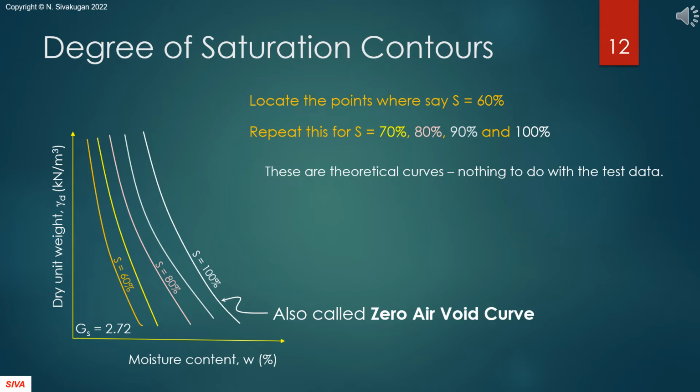In the dry unit weight versus moisture content space, we can locate the points where, for example, degree of saturation is 70% and establish the contour. We can do the same for any value of the degree of saturation and hence develop the contours for 60%, 70%, 80%, and so on. The one corresponding to S equals 100% is called the zero air void curve.